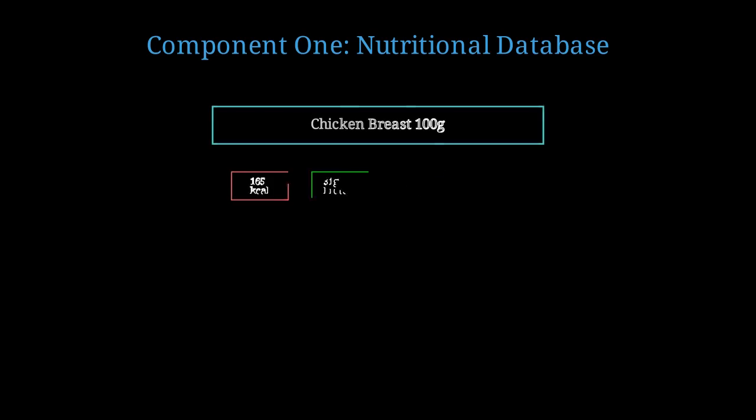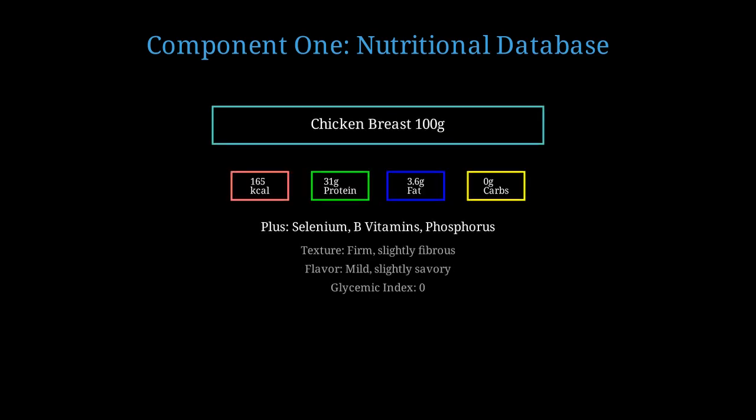Let's dive deeper into the first component, the nutritional database. This is far more sophisticated than a simple lookup table. For each ingredient, the database stores not just basic macronutrients, but also micronutrient profiles, amino acid composition, flavor compounds, texture properties, and how the ingredient behaves during cooking. For example, chicken breast has 165 kilocalories per 100 grams, 31 grams of protein, 3.6 grams of fat, 0 carbohydrates, plus important micronutrients like selenium and B vitamins.